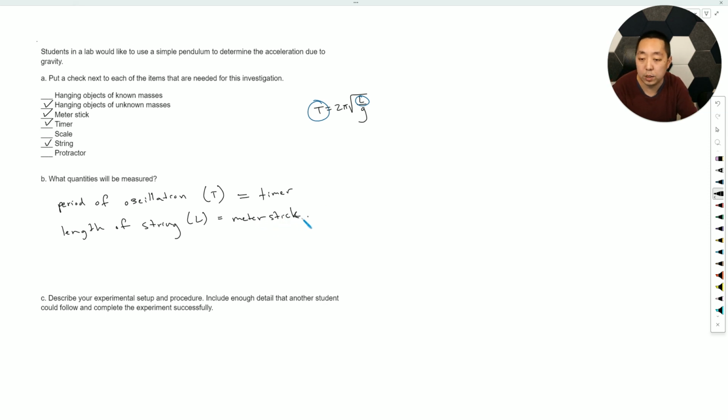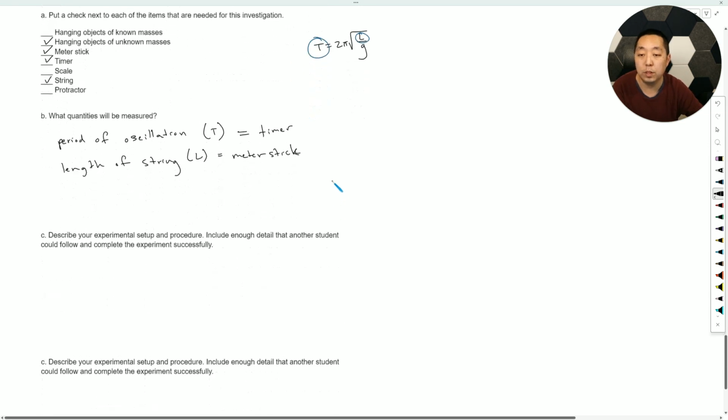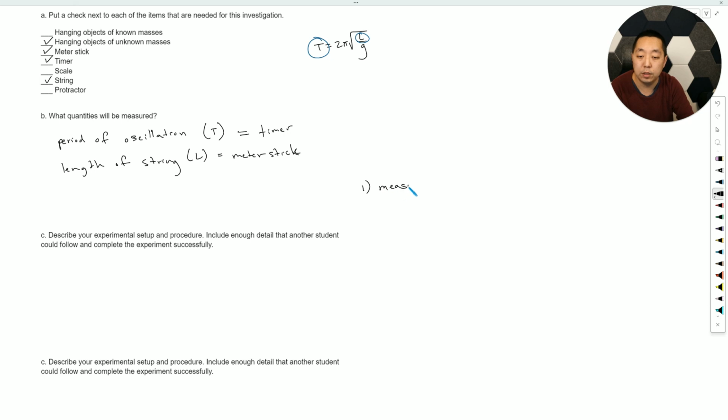Now if you want to describe an experimental setup, we're going to talk about oscillating it. With experimental designs, we've got to vary some quantities. So step one, I would probably say: measure the length of the string. Attach mass. So we want to build the pendulum, mass on the end of the string, and hang it from the ceiling, or just somewhere upright.